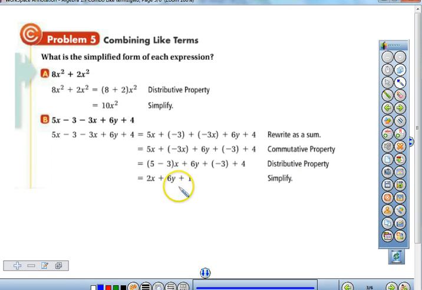When we're asked to combine like terms, what you're going to see is that we are actually going to be adding 8x squared plus 2x squared. We're going to add the numerical coefficients. 8 plus 2 gives us 10, and we keep the x squared.